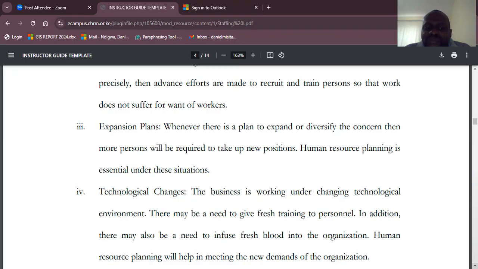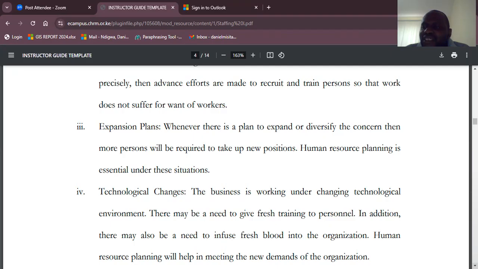For example, they are also expanding their market. Recently, I think the last 2 years, they have opened new branches in other parts of Africa. For example, they went to Rwanda, where they have opened their branch there. And they are also planning to open more branches in other parts of Africa.